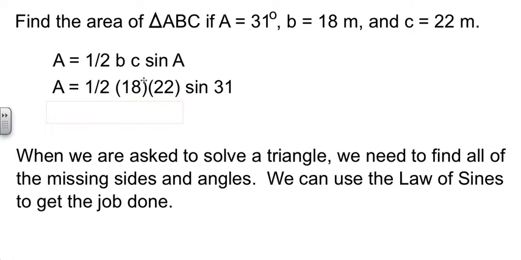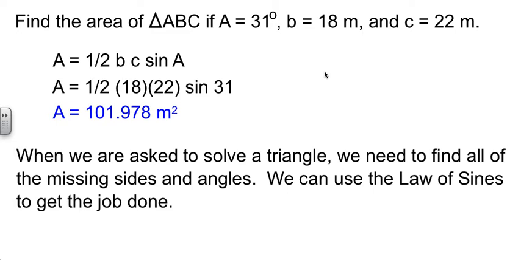Now it's just punch this in: 1/2 times 18 times 22 times the sine of 31. And it gives me just under 102 square meters. Your decimal part here may vary a little bit. That's okay. If you left sine of 31 all the decimal places on your calculator, you'll get a little bit different answer than if you rounded it off. But neighborhood rule is in full effect here.